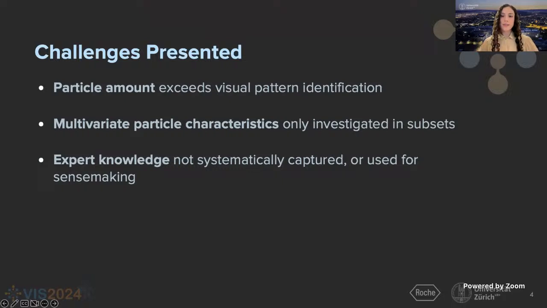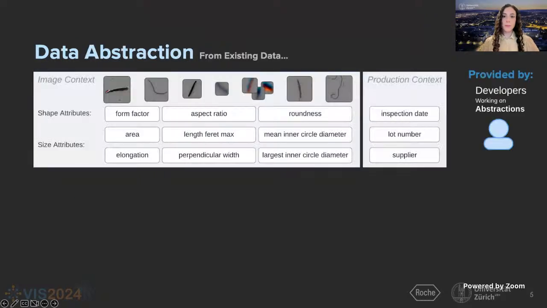describe in a minute. So the challenges that happen from this setup is that the particle amount exceeds visual pattern identification possibilities for users. The multivariate particle characteristics that they keep track of can only currently be investigated as a subset, not as a whole. And that means that expert knowledge is not systematically captured or used in sense making.